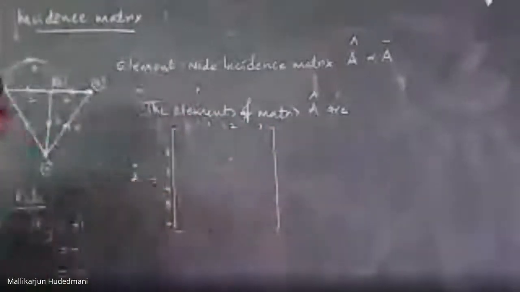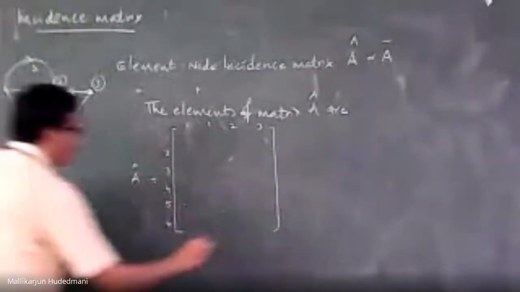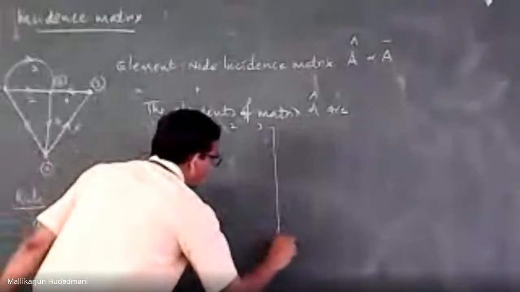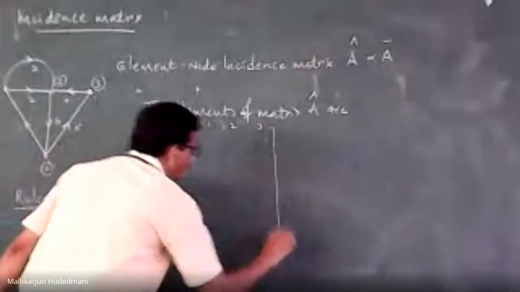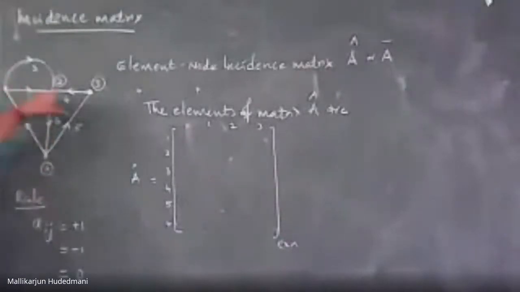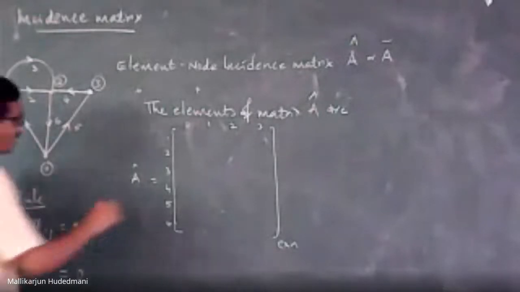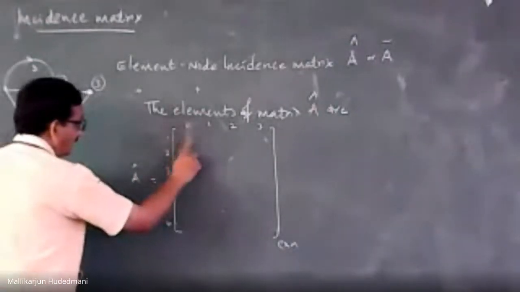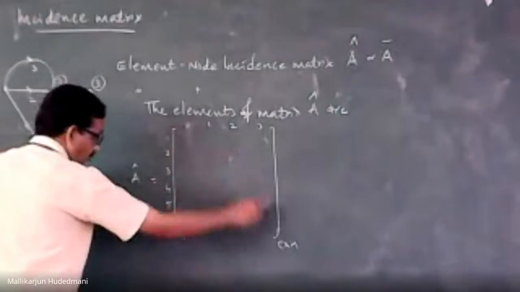Okay. So this will be E cross N. E stands for element, N stands for number of buses. It is E cross N. Now, what is the element at this position?